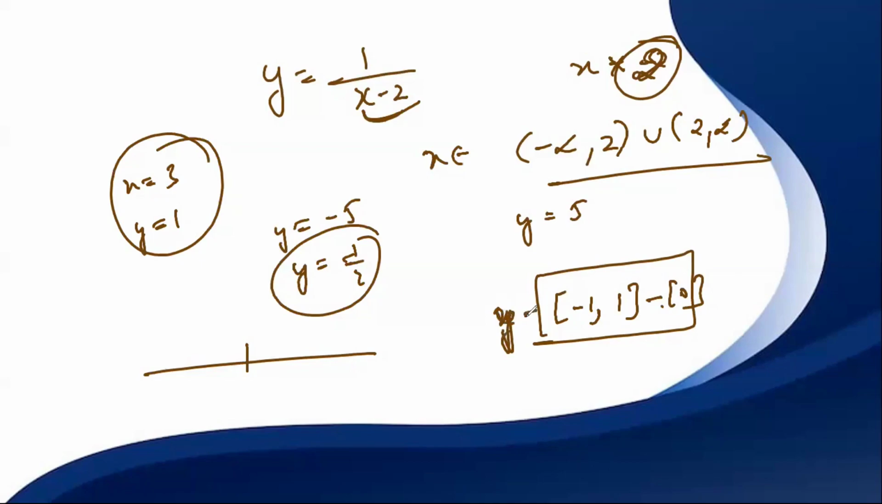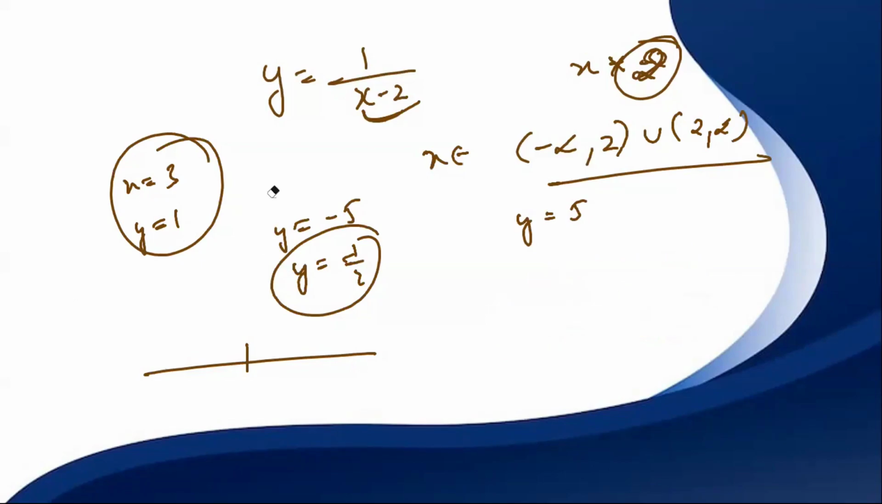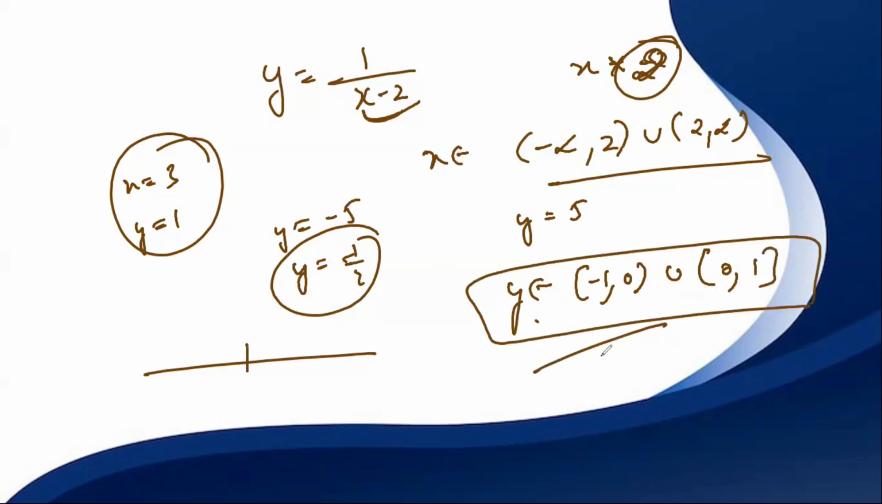So this is my y. y belongs to minus 1 to 1, or you can say one thing. This is not precise. 0 you will never get, because your numerator is 1 only. So you will write y belongs to minus 1 to 0 with the open bracket, union, 0 with the open bracket to 1. These are the values. This is the range of this.